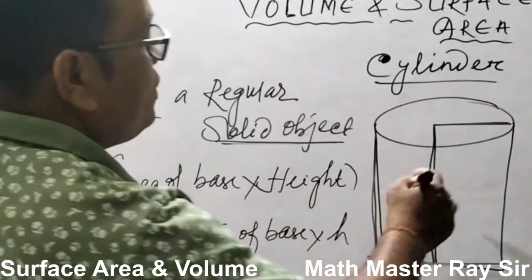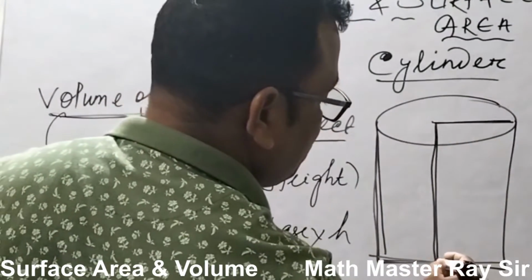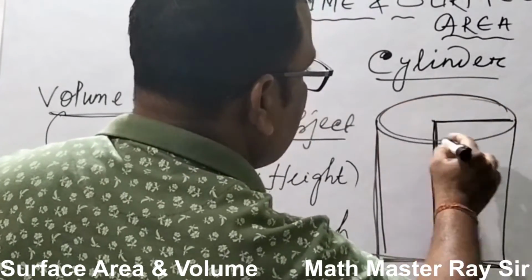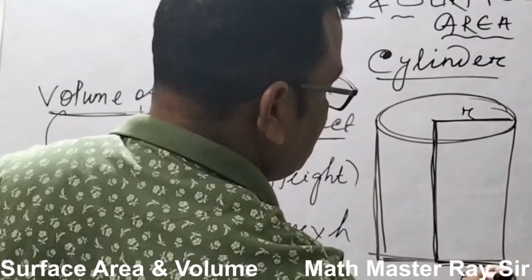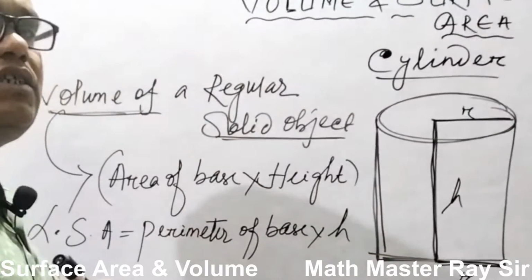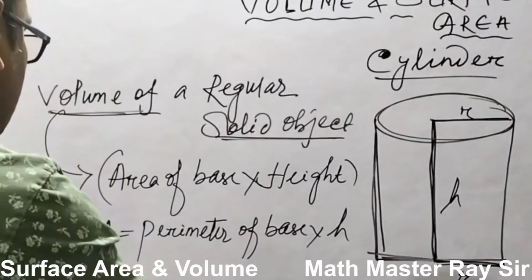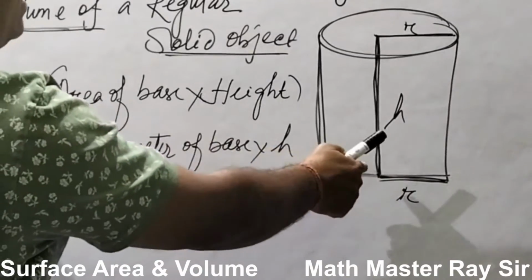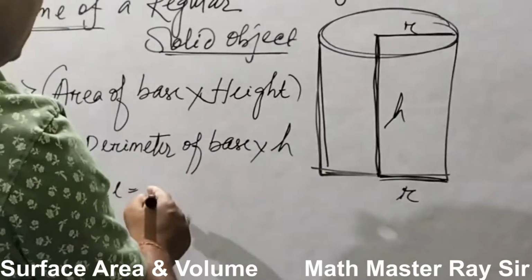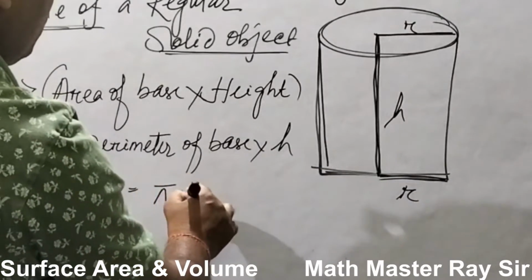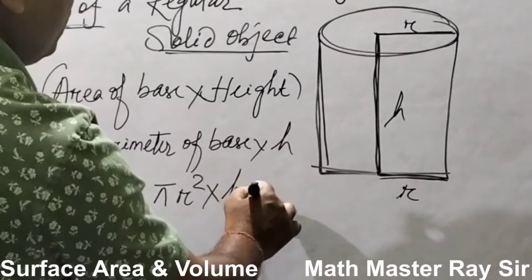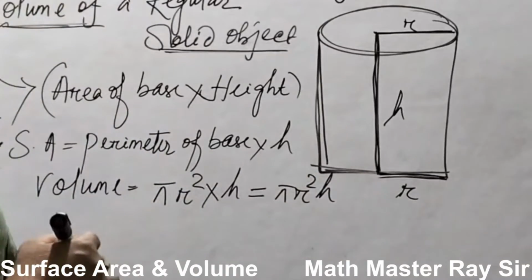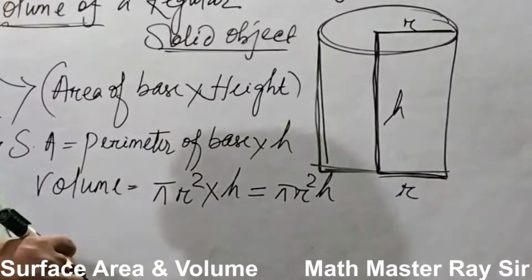Now, if the radius of the top and bottom circular faces would be r, and height is h of this cylinder, then according to our formula, volume would be area of the base. Area of the base of this cylinder is a circle, so area of the circle is pi r square into height h. That's why the formula will be pi r square h.